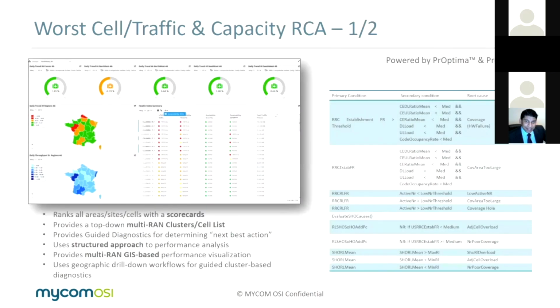So we offer these standard off-the-shelf solutions to provide worst cell, traffic, and capacity RCA, which provides you not only with a curated list of multi-RAN worst offenders, as we saw in the previous solution, but also a structured approach to providing what those root causes are.